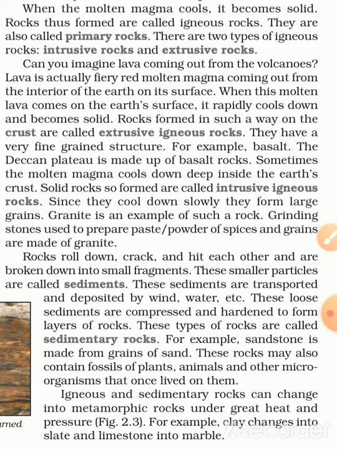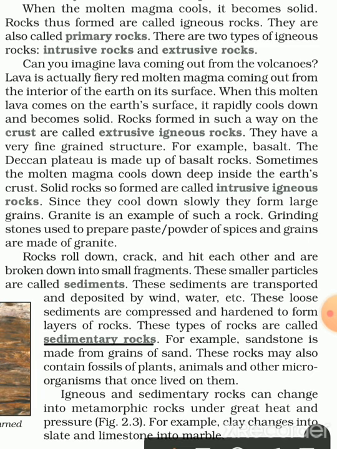This is how big, large rocks become transformed into sediments. They are also deposited by the wind and water in different places, and these loose sediments are compressed and hardened to form layers of rocks. These types of rocks are called sedimentary rocks. The rocks which are formed by the sediments are called sedimentary rocks.